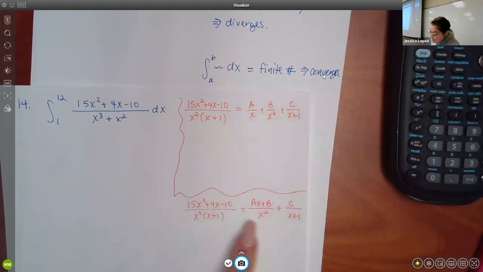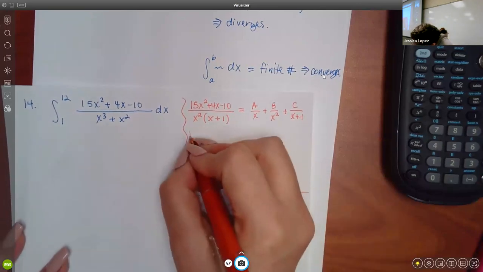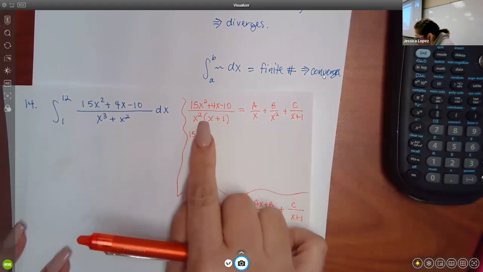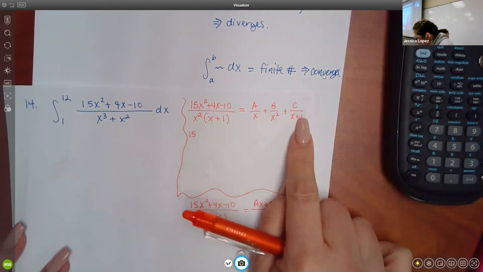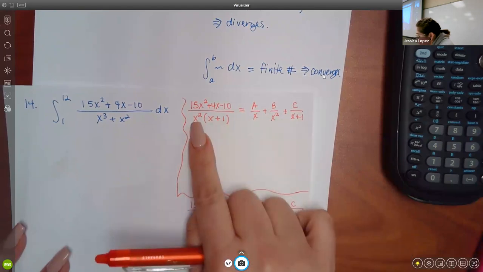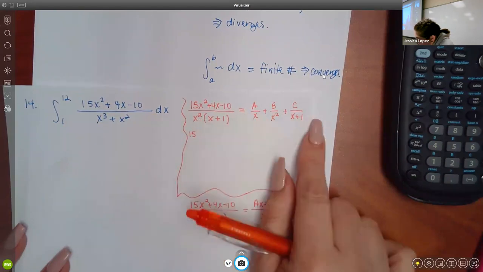I did this one on my paper, but I'm going to do this one. So we get multiplying by the common denominator. This is the common denominator. Don't multiply all of these three together to get the common denominator, because then you get x cubed, and that's not the lowest common denominator. So make sure you're using this for the common denominator.